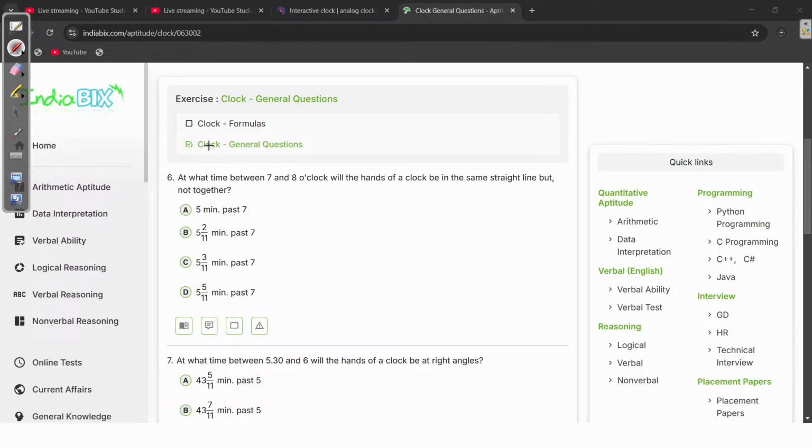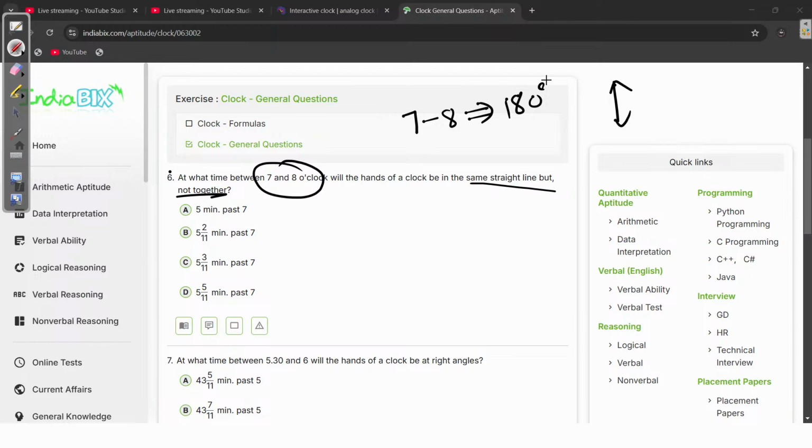At what time between 7 and 8 the hands of a clock are going to be in the same straight line but not together. Same straight line but not together means they're exactly opposite. So he is indirectly asking that in between 7 and 8 when you are going to get 180 degrees. That's the meaning of the problem.